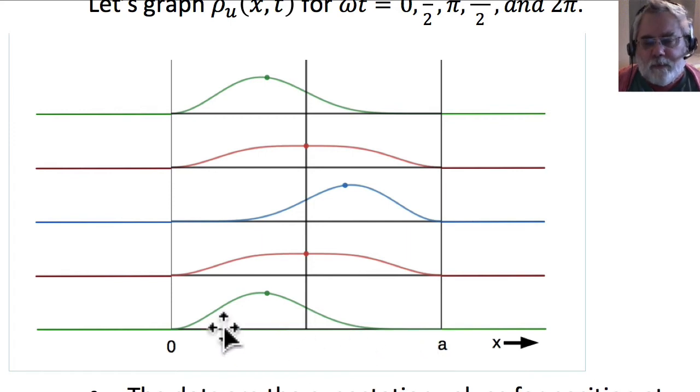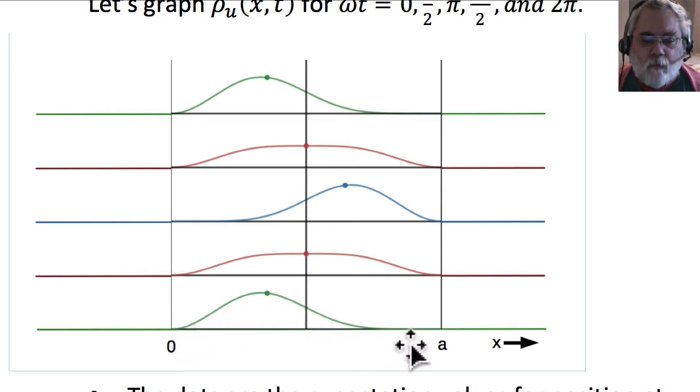This probability density is a function of time. The lower green curve is omega t equals 0, and the probability density is bunched to the left half of the box. Now this green dot here is the expectation value of position at time t equals 0. We will calculate that later in today's lecture, but I want to show you the dots now, even though we don't have that formula yet. So the probability density is bunched to the left, diminished on the right half of the box.